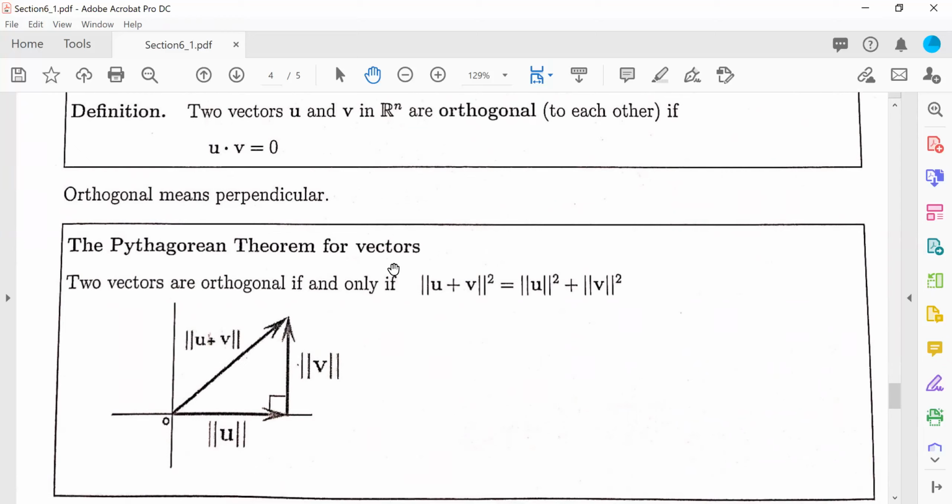Now we have the Pythagorean theorem written in terms of norm. If two vectors are orthogonal, then in a right triangle, c squared is equal to a squared plus b squared. So this is the Pythagorean theorem for vectors, written in terms of the length of the vector. If this is vector u and this is vector v, we put the vector v at the end of vector u, then the resulting vector is u plus v, and then we have the length. So orthogonal means perpendicular. Vector u is perpendicular to vector v if the Pythagorean theorem holds.